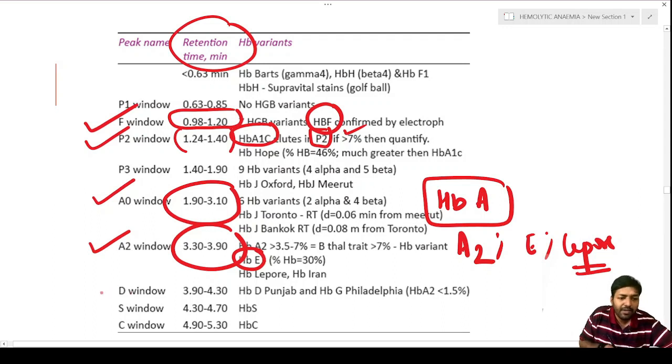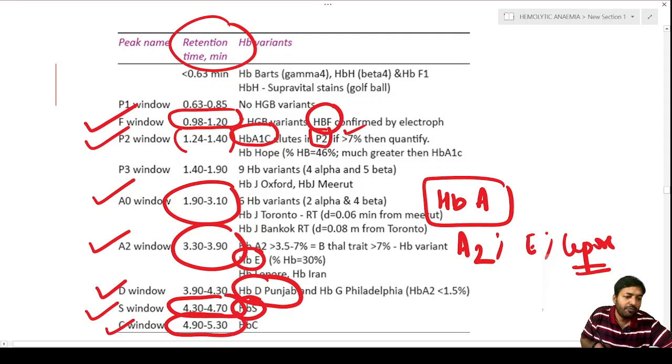Okay. Then we have what is called the D window. This D window comes after the A2, and mainly HbD Punjab comes over here. Then we have the S window, coming after the D window, which is HbS. The elution time is 4.3 to 4.7. Then the HbC window, that is 4.9 to 5.30, is where HbC comes. So only the ones that I have highlighted, remember only those. You don't have to remember the other forms.